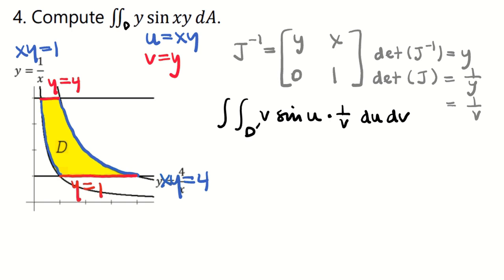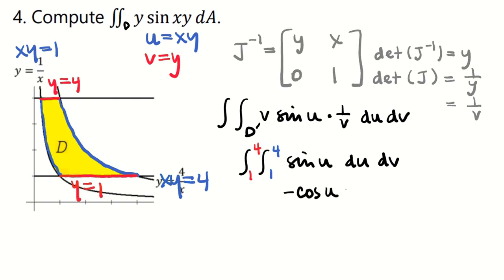But what we can do is cancel off those v's, and we can say that this is sine u du dv. U is x times y running from 1 to 4, and v is y, which is also running from 1 to 4. The antiderivative for sine u with respect to u is negative cosine of u, and we're going to let u run from 1 to 4. That's kind of unfortunate because all I can do is say it's negative cosine 4 minus negative cosine 1.